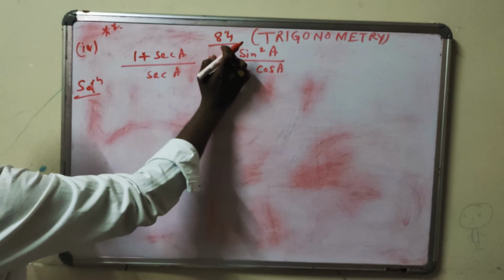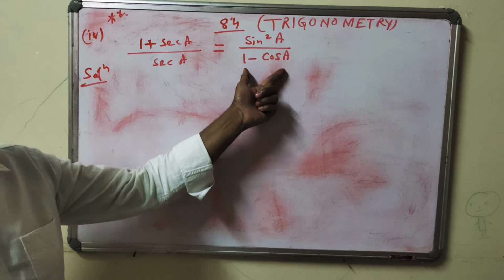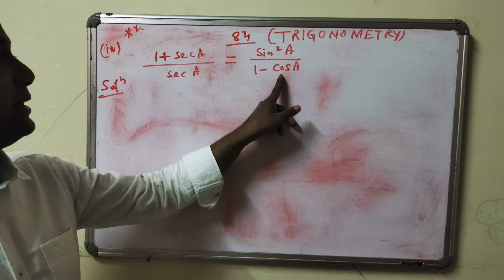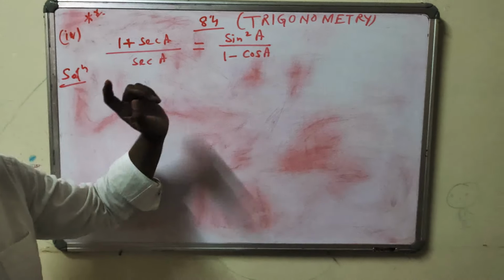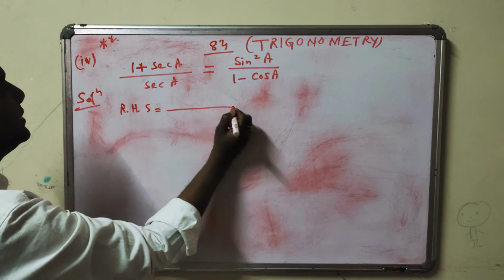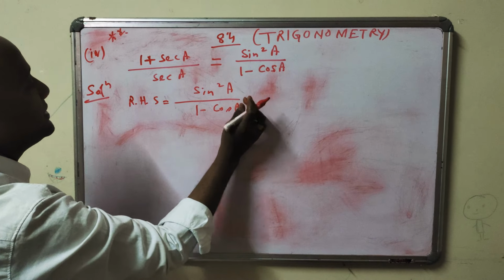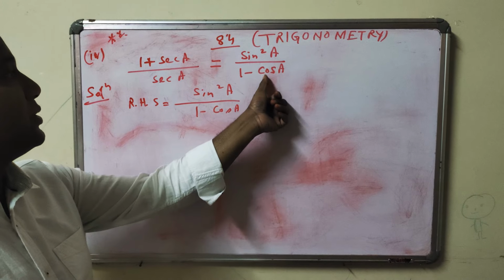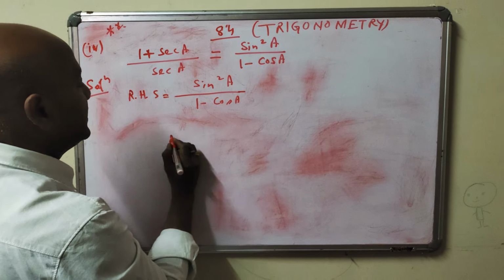Here this is also in the form of p by q, this is also in the form of p by q. Which part are you going to take? I suggest you take this part, because here 1 minus cos A is here. You can multiply it by 1 plus cos A. That's the reason I am going to take this part. Here both parts are in the form of p by q. That's an interesting thing to learn.